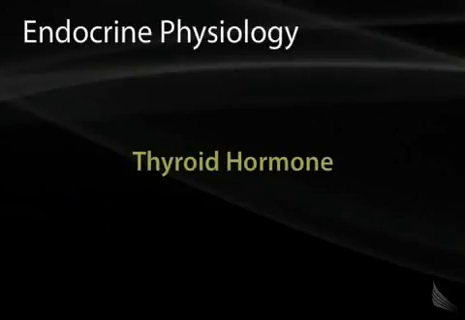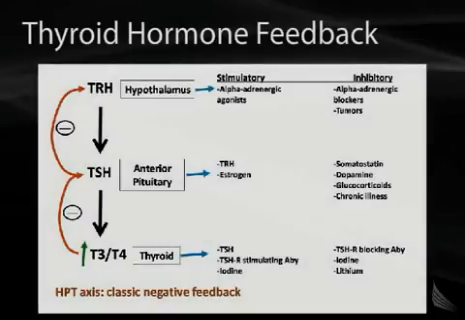The next section covers thyroid hormone regulation. This slide shows thyroid hormone feedback mechanisms using, again, the HPT axis as the example. So from the hypothalamus is released TRH, or thyroid releasing hormone, which then stimulates the pituitary to release TSH, thyroid stimulating hormone, which then in turn works on the thyroid to release the thyroid hormones T3 and T4. And T3 and T4 feed back in a classical negative feedback to the pituitary and the hypothalamus.